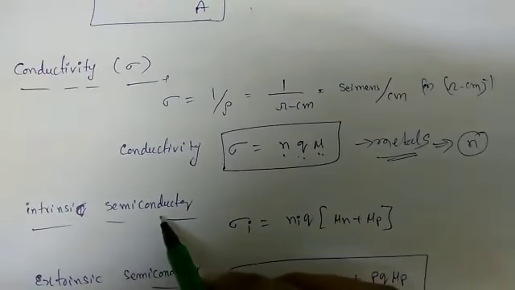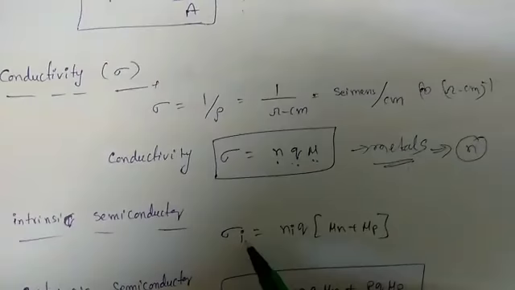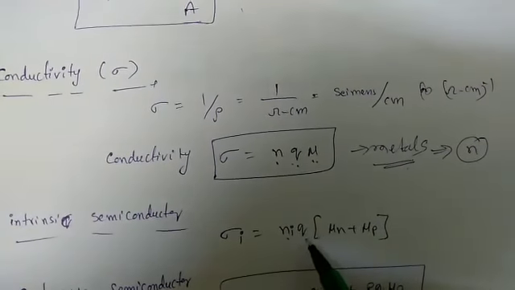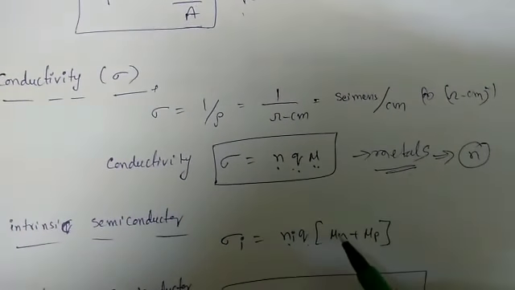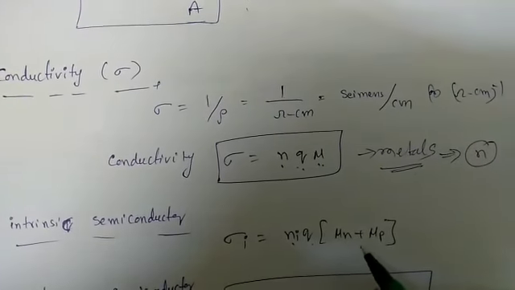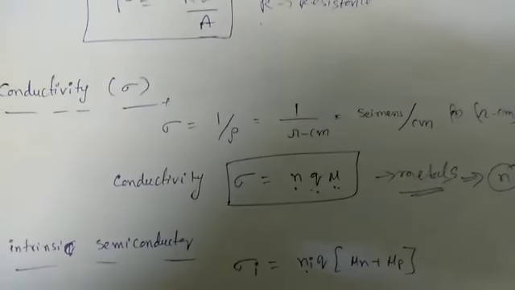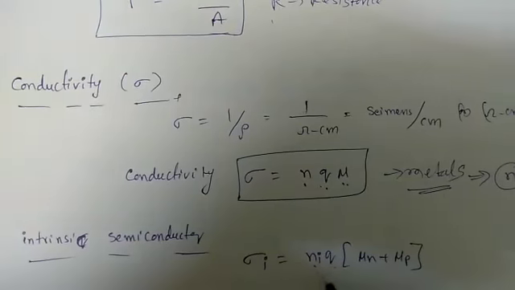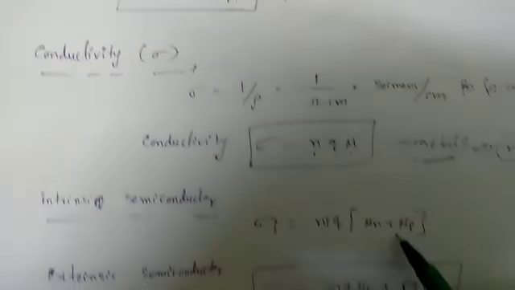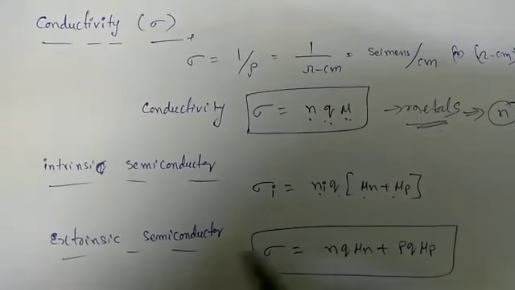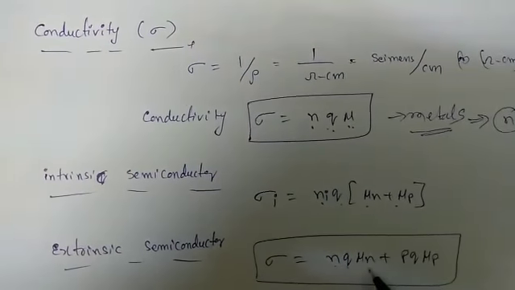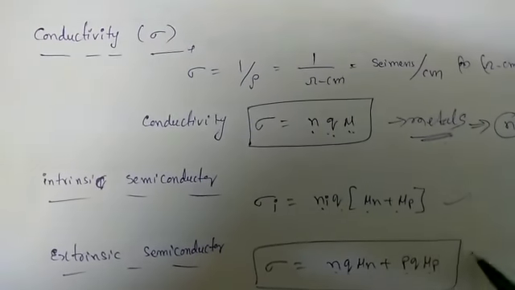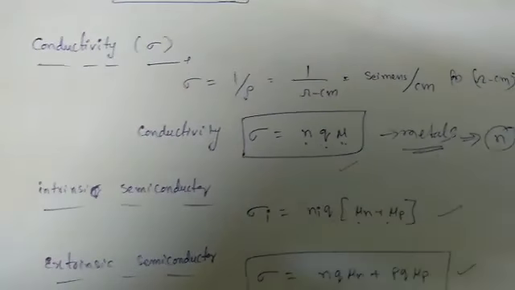If it is an intrinsic semiconductor, this is the formula: sigma i is equal to Ni into q. In intrinsic semiconductor, there will be an equal number of holes and electrons, but the mobilities will be different. That's why Ni q into mu n plus mu p. If it is an extrinsic semiconductor, it will become n q mu n plus p q mu p. So we have to remember, at least you will get one question.